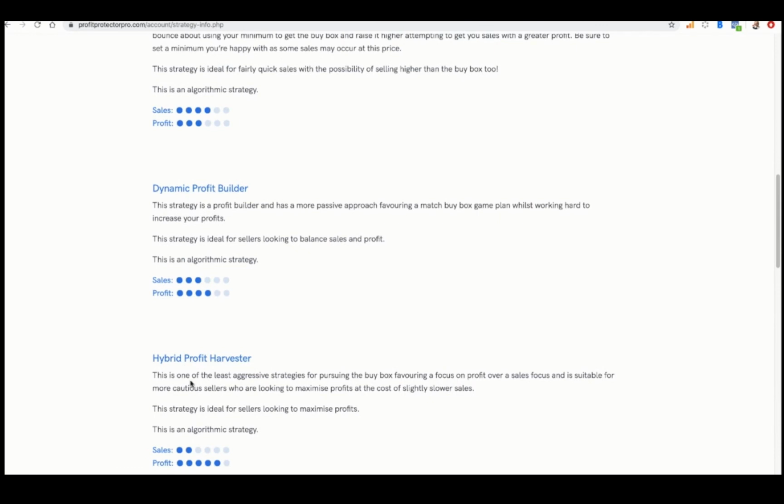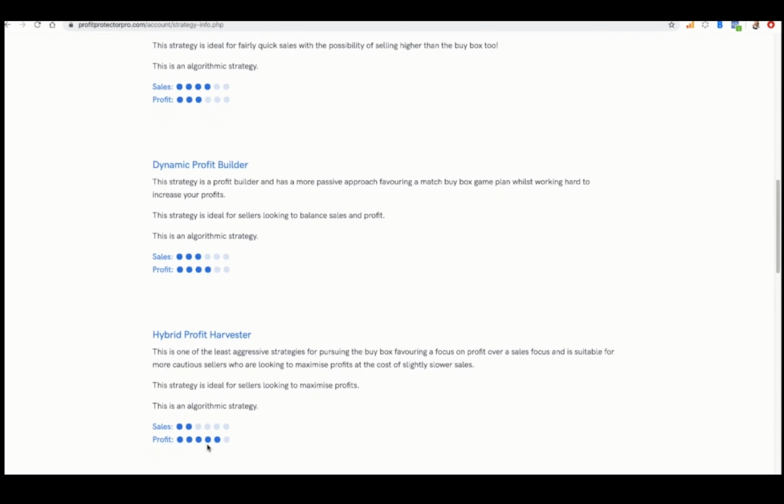So Hybrid Profit Harvester is slightly more, as you can see, focused on the profit side than it is now on the sales side, and obviously Dynamic Profit Builder. So this is moving up on the protecting your profit side of things. It will try and get you the buy box, but it's going to be working much, much harder to push up that price. And it's not going to go as low to get you that buy box. So you won't find it uses your minimum as much. It will keep it higher in an attempt to just keep more profit in the deal for you. So when you do sell it, your sales will be lower, still good, but slower than they would be on the others. But it's really focusing on that profit.